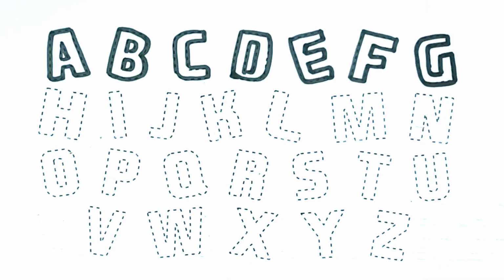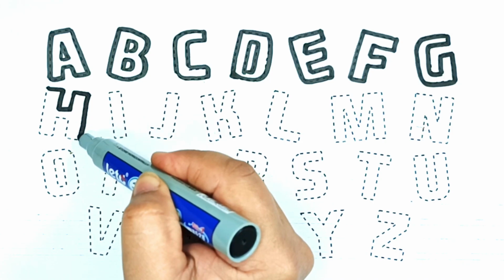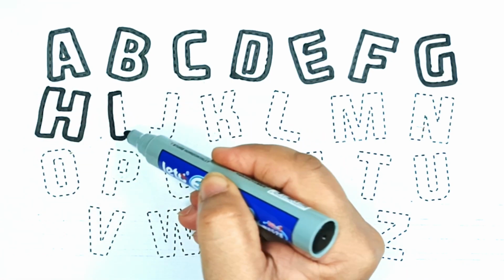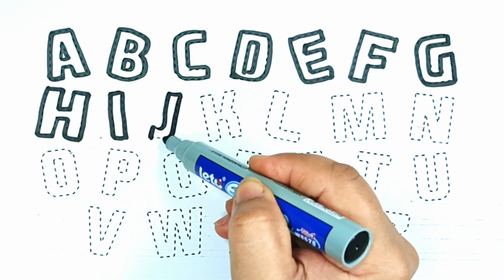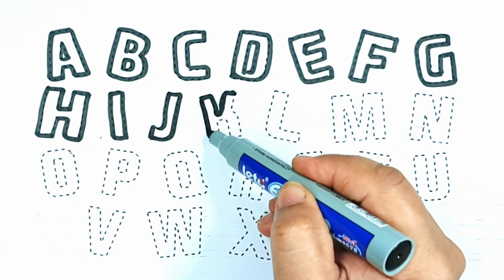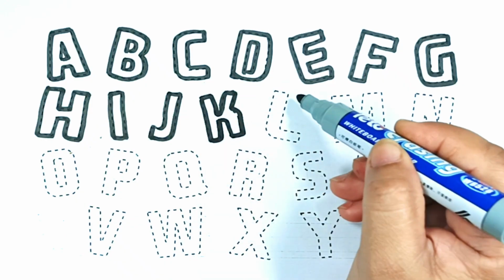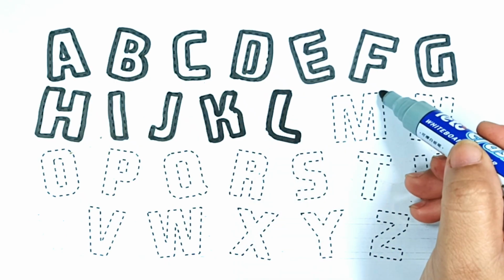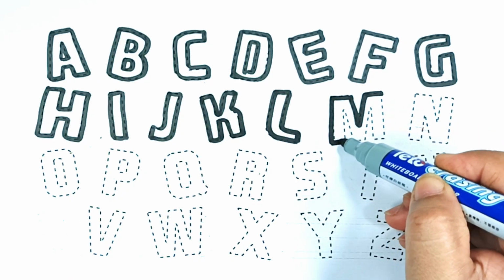G. H. I. A, B, C, D, E, F, G, H, I, J, K, L, M, N, O, P, Q, R, S, T, U, V, W, X, Y, and Z. Now I know my ABCs. Next time, won't you sing with me?